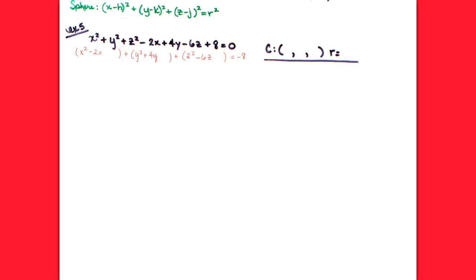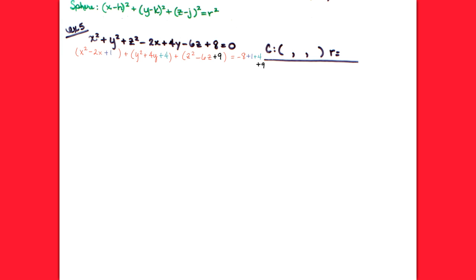Alright, so remember, when we complete the square, we take the coefficient of the middle term, -2, cut that in half, -1, and square that, +1, and we add that to both sides. Alright, so what is the coefficient of the middle term for y? 4. Cut it in half. 2. Square it. 4. Right, and we're going to add that to both sides. For z, what's the coefficient of the middle term? -6. Cut it in half. -3. Square it. +9. Good. Add that to both sides.